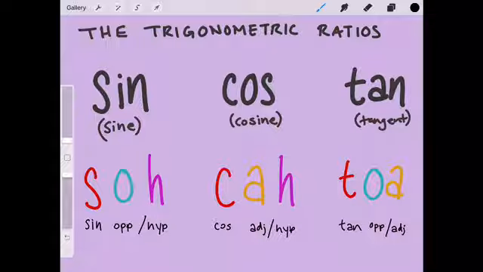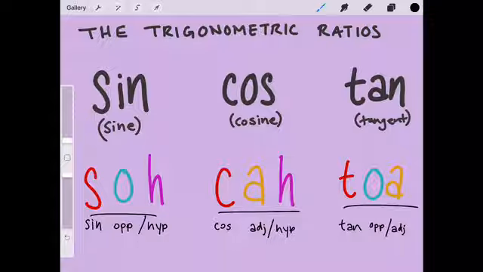Now, this is going to be your homework. We have to memorize this organization of letters. Sine equals opposite over hypotenuse. Cosine equals adjacent over hypotenuse. Tangent equals opposite over adjacent, which is abbreviated to SOHCAHTOA. I want you, as your homework, so it doesn't need to be done tonight, it just needs to be done before next class, to create a mnemonic device.